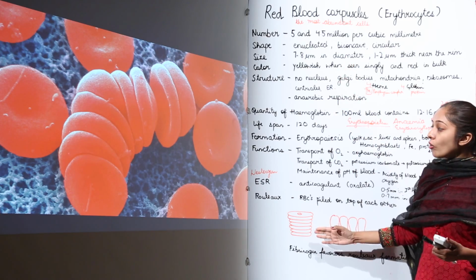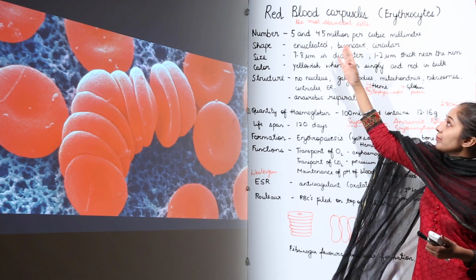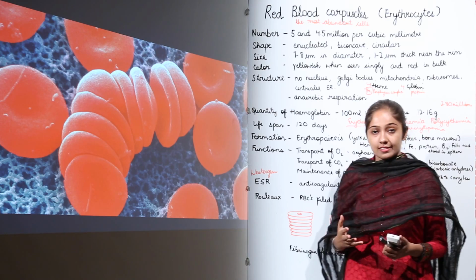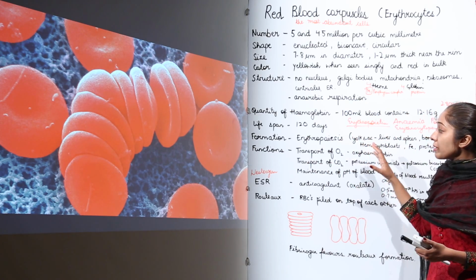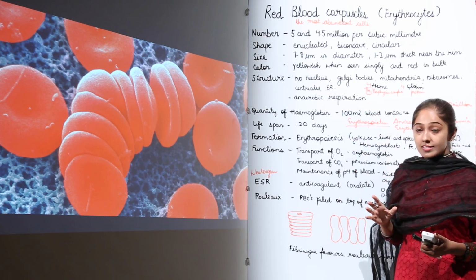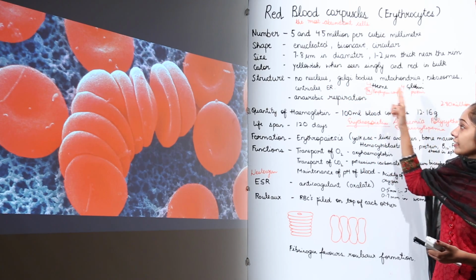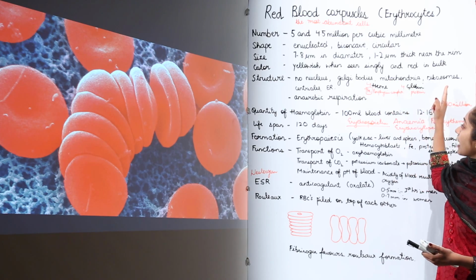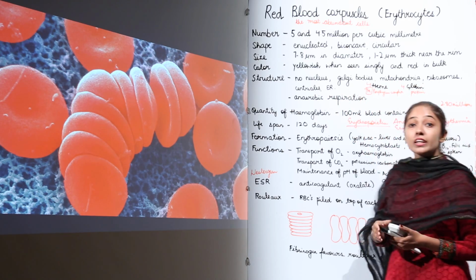So as a whole, I hope that the red blood corpuscles or the erythrocytes are very clear to you. You need to remember what is the main function, and remember that they have no nucleus and they don't have these organelles, that is Golgi bodies, mitochondria, ribosomes, centrioles, endoplasmic reticulum.